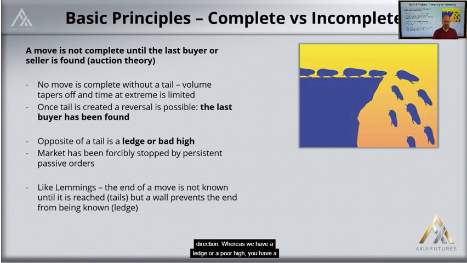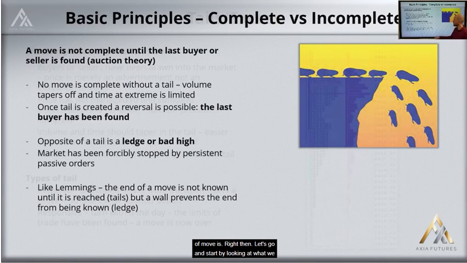Whereas with a ledge or a poor high, you have a situation where the market gets stopped, and at that point the move is currently over, but this has not shown you whether there is a willingness to keep on going, whether there are more buyers on a move up or more sellers on a move down. Only once you break the ledge can you find that out. So we're going to look at a few different examples of ledges, or bad highs, and what happens as we break through these points, and what the resultant move is.